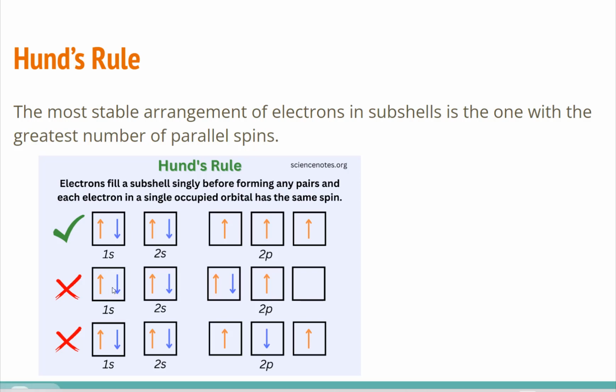The middle one, the 1s and the 2s are okay. But as you can see here, we have 2 electrons in that first suborbital in the p, and we left an empty one, so 1 electron would need to be moved over here. And it would also have to have a parallel spin. The third example, we get into the 2p, yeah, there's 1 electron in each, but they're not all parallel. As you can see, the middle one is a down spin, and the first and the third are up spins.